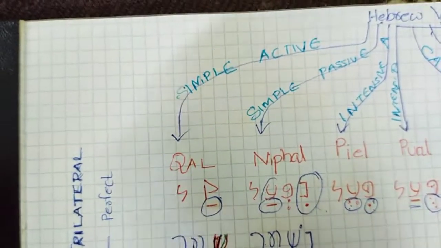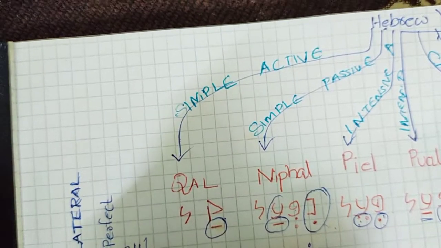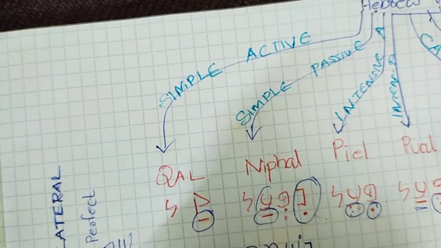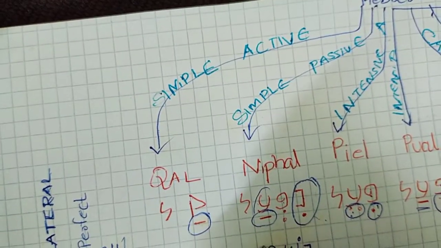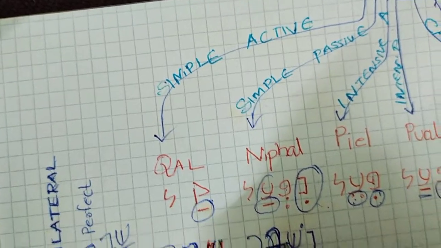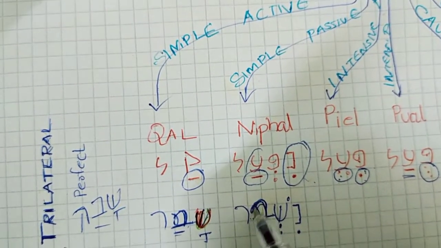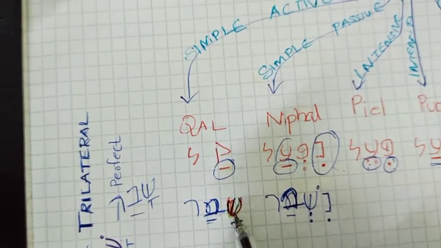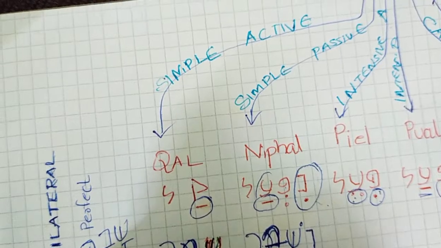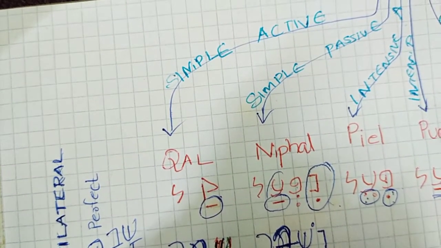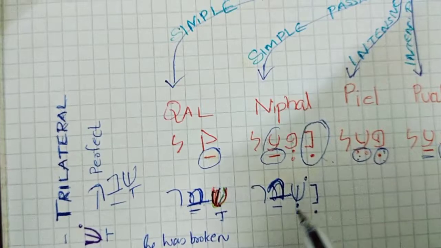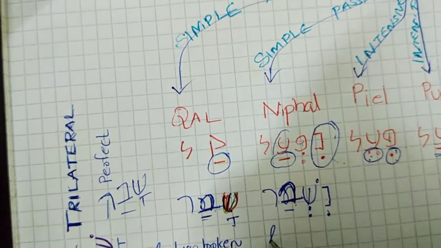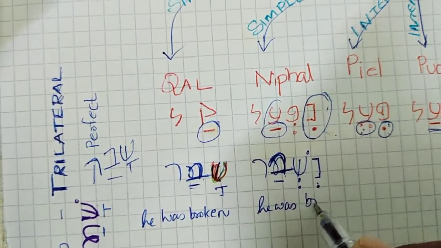Or maybe we can give the other letter also. Shabar. Okay. So it is Ba. It is also changing a little bit. Shabar, that is easy for understanding the meaning. Nishbar. So Kal form, simple active means he has broken. That is the meaning of active. Niphal form, that is simple passive. So the meaning is he was broken.